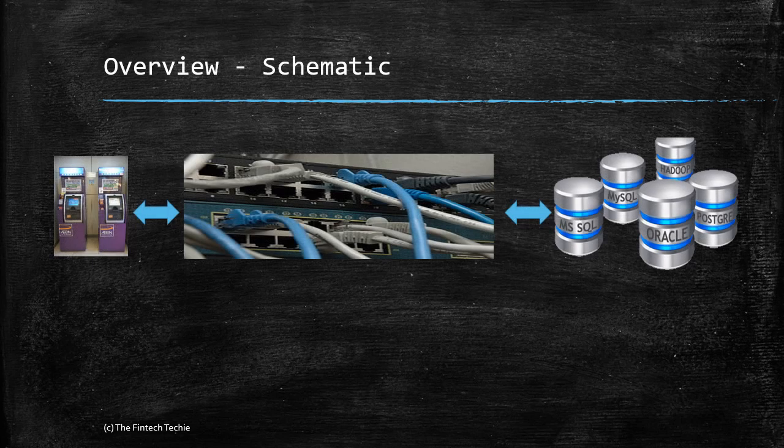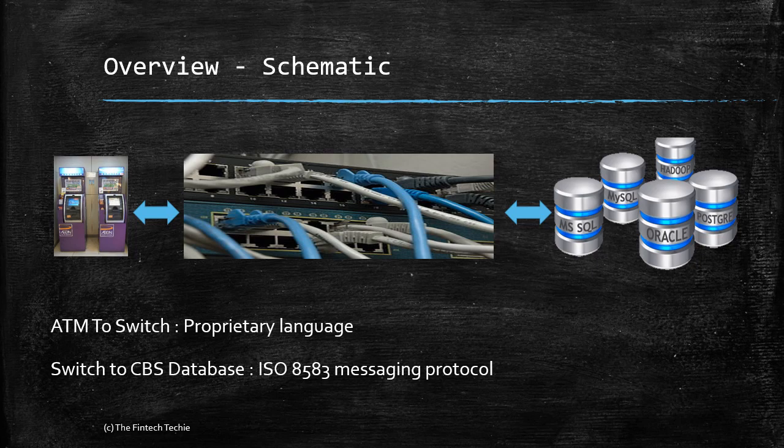This presents a simple high-level presentation of how the transaction flows. So imagine a customer walking into the ATM and withdrawing cash. The ATM sends a proprietary message to the switch. The switch, of course, belongs to the same bank as where the CBS belongs to. The switch in turn deciphers the proprietary message and converts it into an ISO 8583 standard message and routes that message to the core banking software.